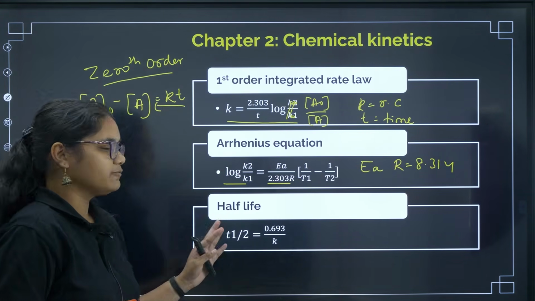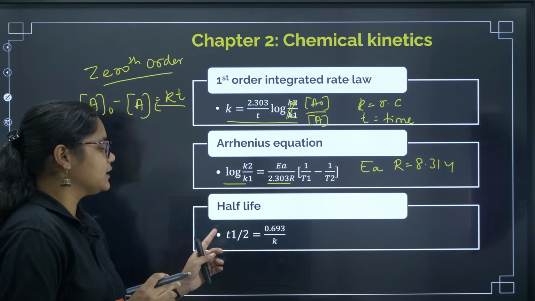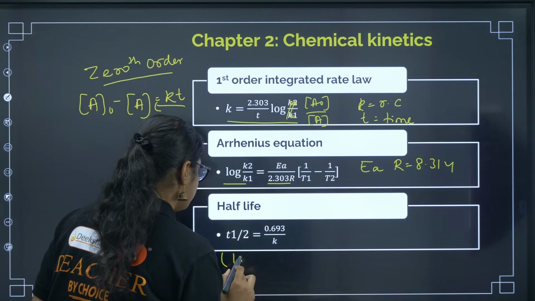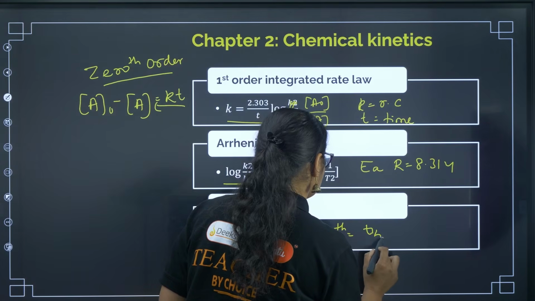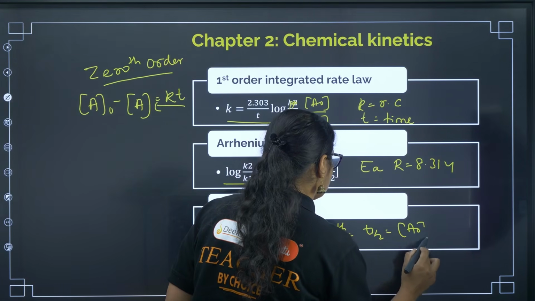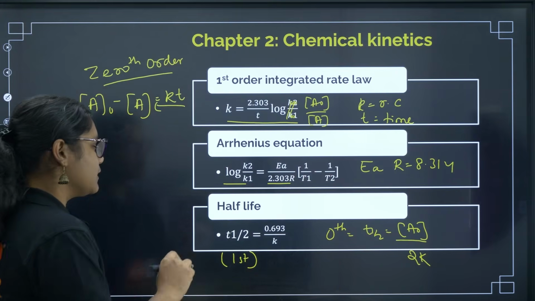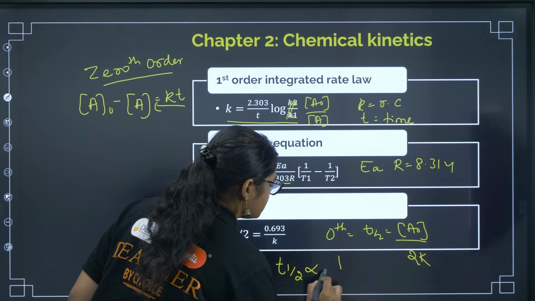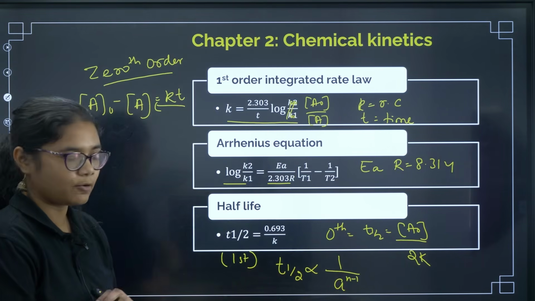Now coming to the half-life formula for first order, it is very important. T half is equal to 0.693 by k. This is for first order. For 0th order you can write t half is equal to a naught by 2k. One more general formula for half-life is that t half of any reaction is proportional to 1 by a to the power of n minus 1. This formula also is important.